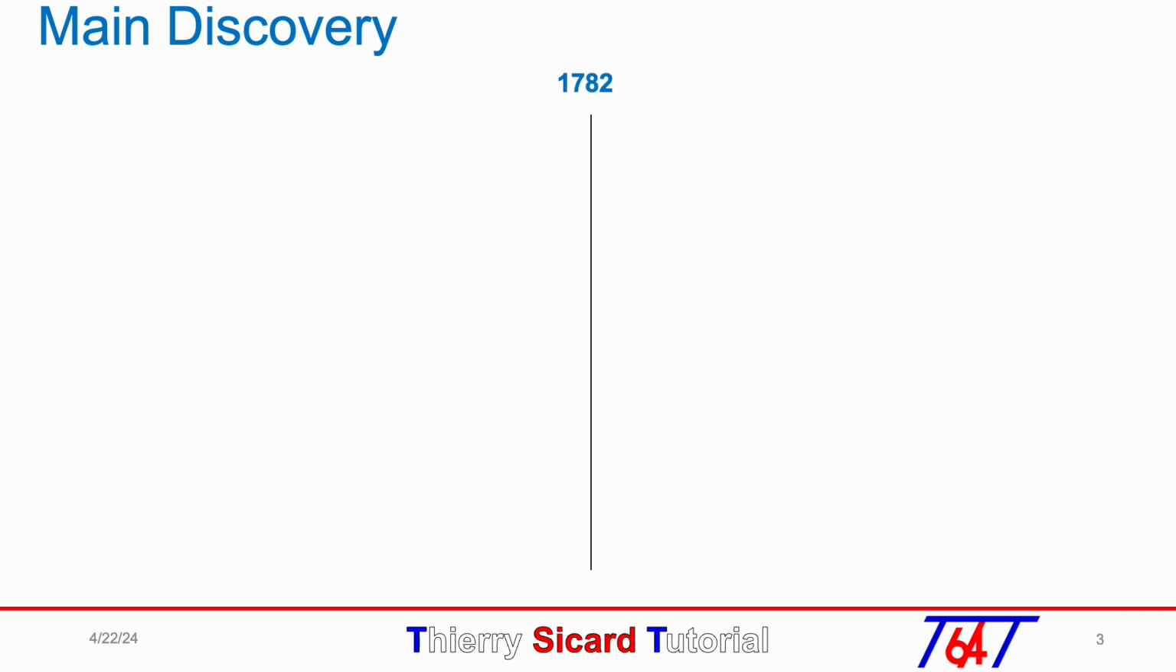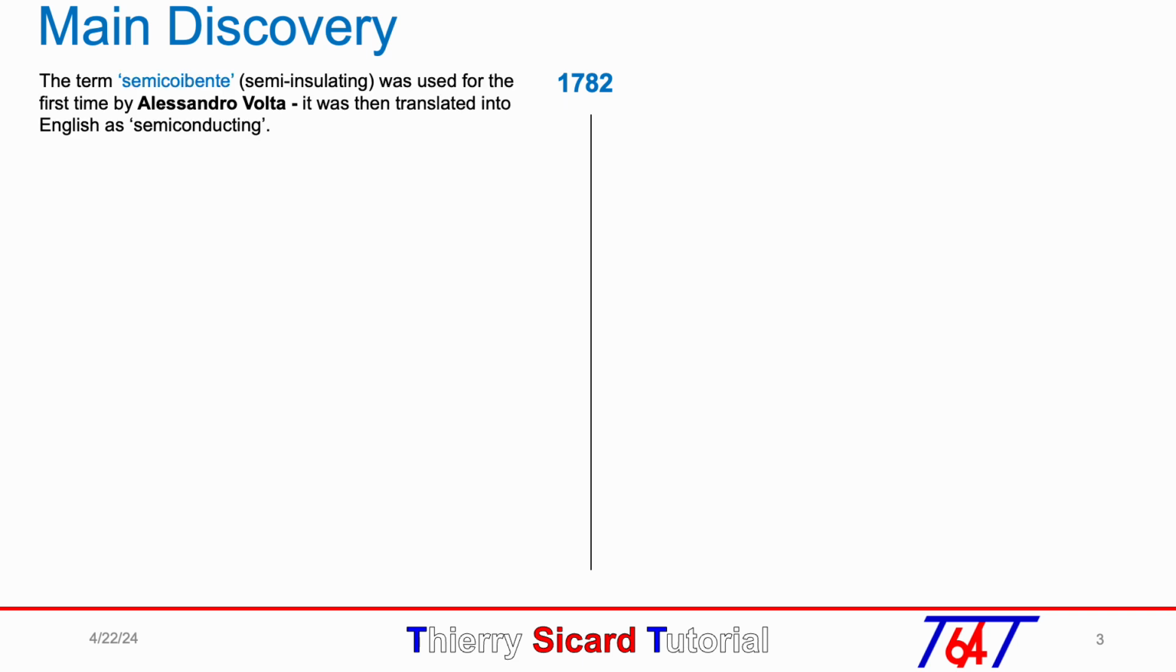Today we use the term semiconductor for the solid-state electronic, but guess who used this term first in 1782? Again, we come back with Alessandro Volta. I open a parenthesis to remind that Coulomb's law is in 1785 and Volta battery in 1800. I close the parenthesis. So, Alessandro Volta in 1782 used for the first time the term semicoibente in Italian, which means semi-insulating. It was later translated in English as semiconductor.